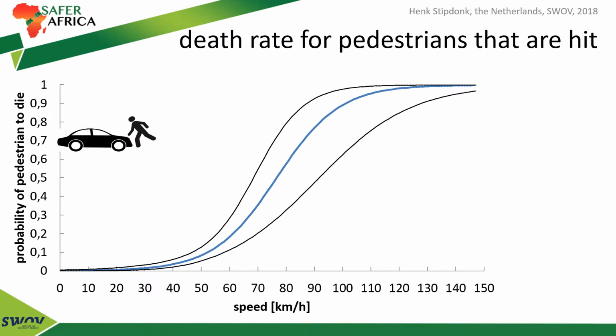The two other lines represent the error bar, the uncertainty in the calculation. So it is clear that probabilities to be killed are high. By the way, this is for cars in high-income countries where most cars do not have bull bars, so this is supposing a crash-friendly front.